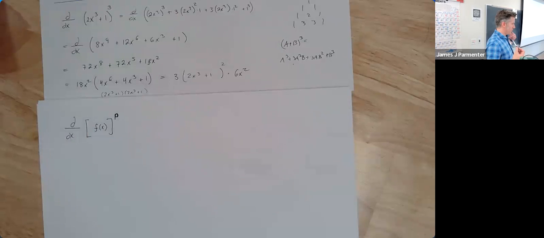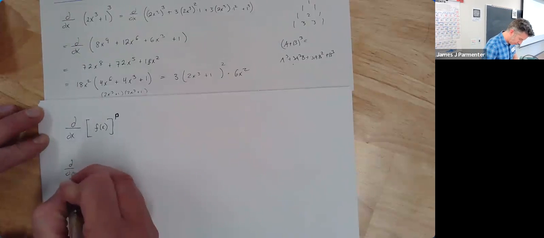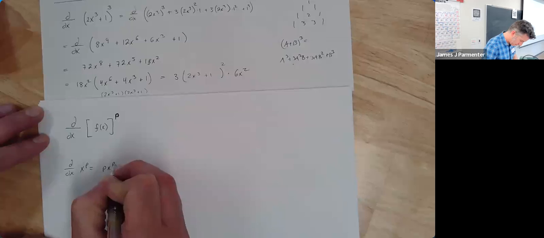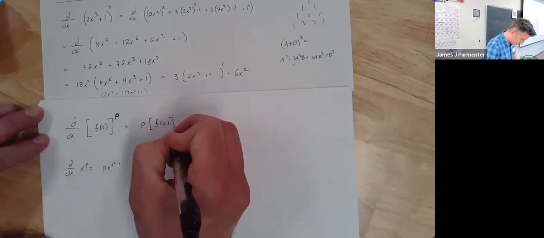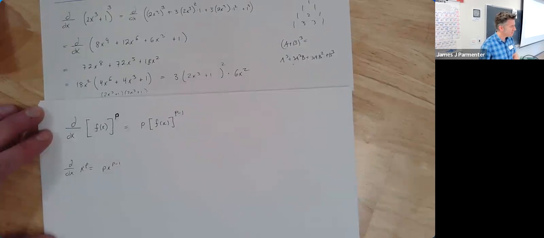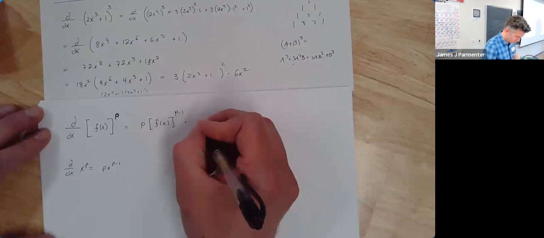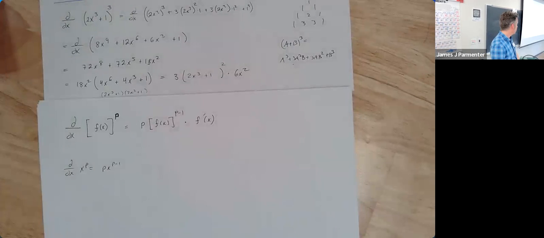Here's how I usually think about the chain rule. If I've got some function inside of another function, I'm going to ask myself, what if I just had x to the p? The derivative of x to the p power is p times x to the p minus 1, just the power rule. Well, I'm going to replace x with that function. So the derivative of my function to the p is going to be p times my function to the p minus 1. But then I have to multiply by the derivative of the inside function, the derivative of the stuff, as I will often say.